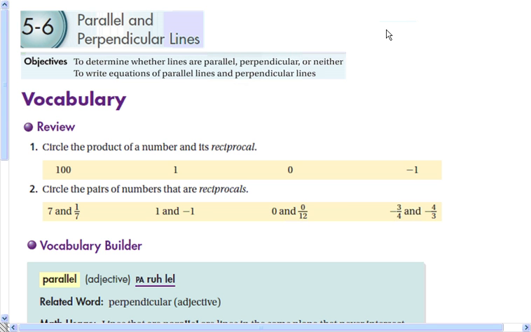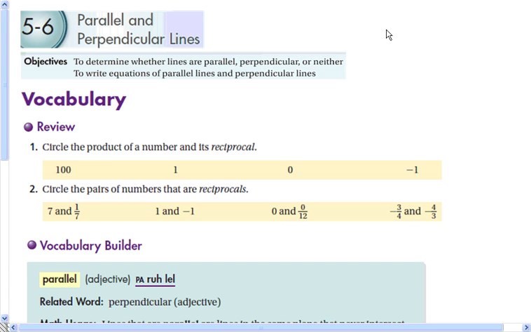All right, this is lesson 5-6, parallel and perpendicular lines. We are going to learn how to determine whether lines are parallel or perpendicular, mostly by looking at their equations, and to write equations of parallel lines and perpendicular lines.